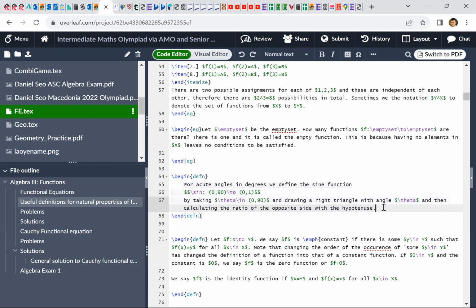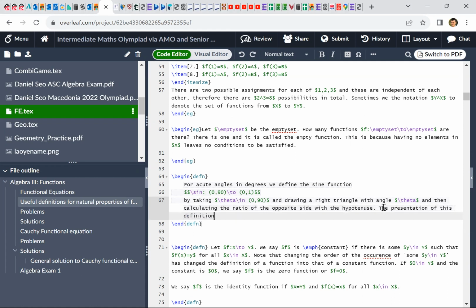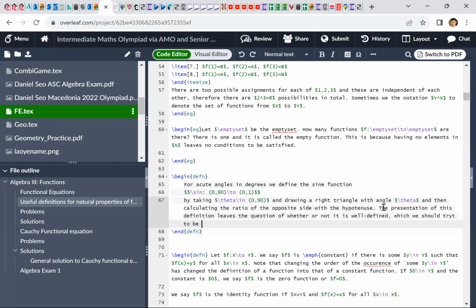Okay, so the presentation of this definition leaves the question of whether or not it is well defined, which we should try to be aware of and check. Do people understand why it might not be well defined?